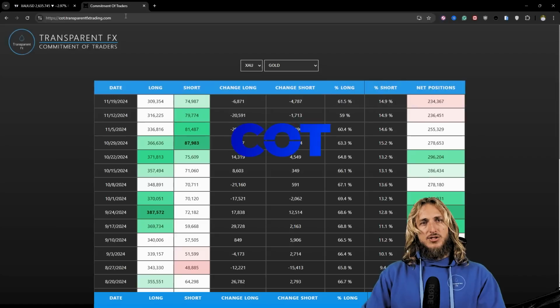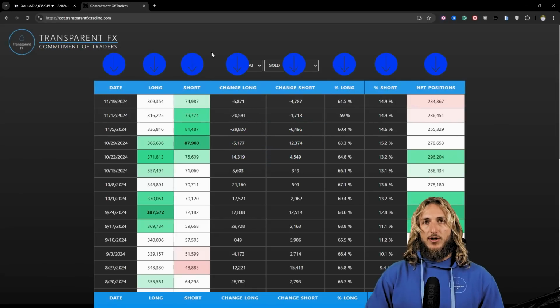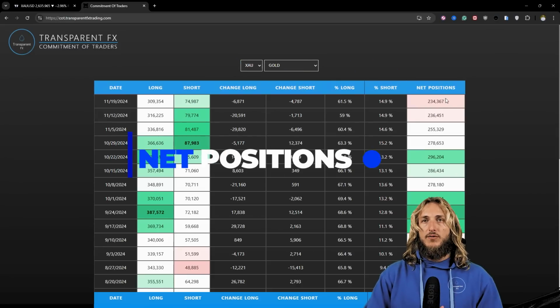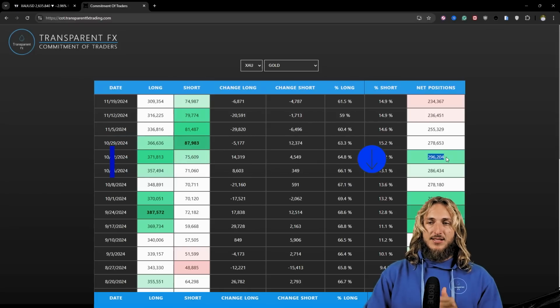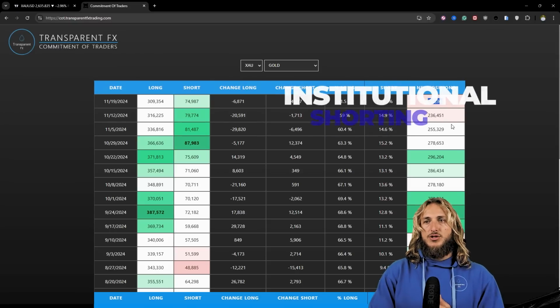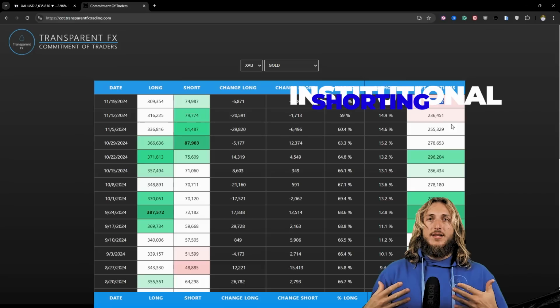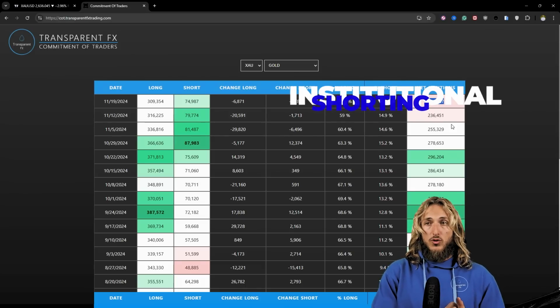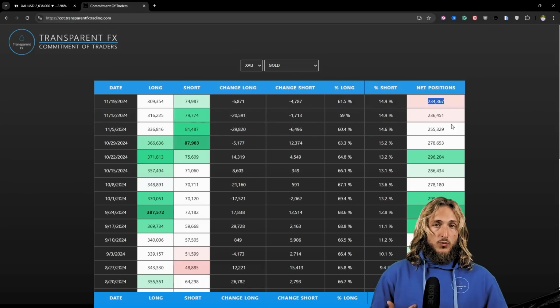Now, let's go and see what we have when it comes to the commitment of traders. So what the big players in the market are doing precisely on gold. Now, what we can see here is that with the last reports, there has been a massive decrease of net positions, which went from 296.2K all the way down to 234.3K. So we have seen a massive decrease of net positions, with a lot of institutions moving back to the bearish side for gold, therefore making it weaker.